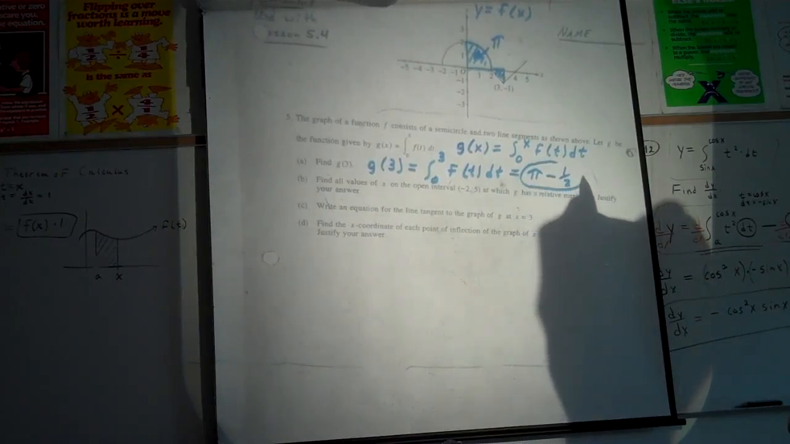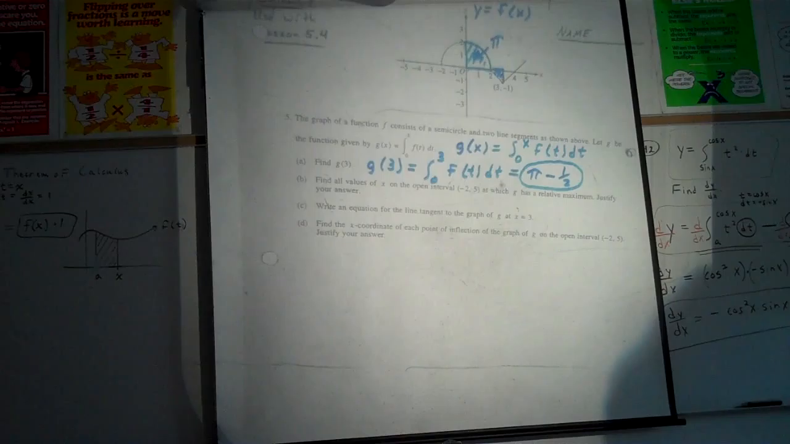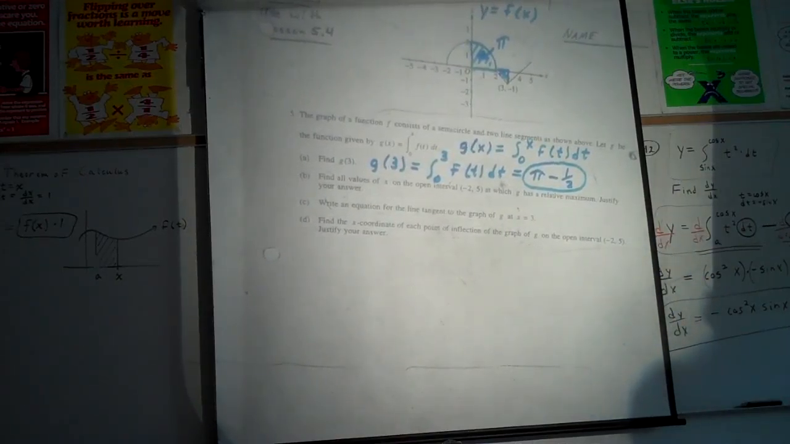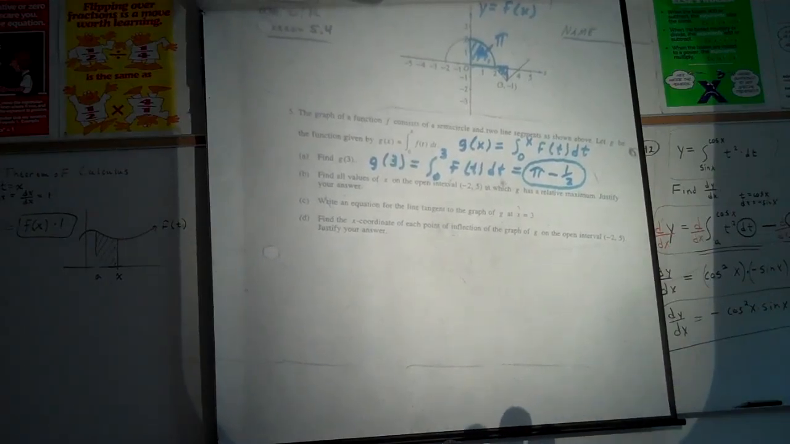So there's g of 3. Pi minus a half. If we had a calculator, we could get a decimal, but otherwise we can just leave it like that. Any questions about part A?